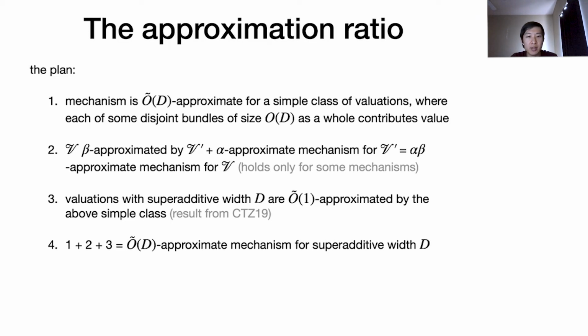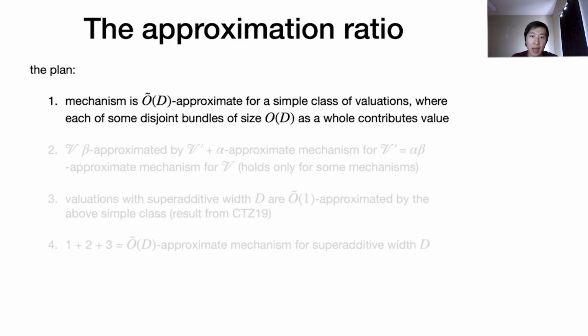The third step is that, as a result from CTZ19, valuations with superadditive width D are polylog m approximated by the above simple class of valuations. And finally, we put the previous 3 steps together. It immediately gives a D polylog m approximate mechanism for superadditive width D.